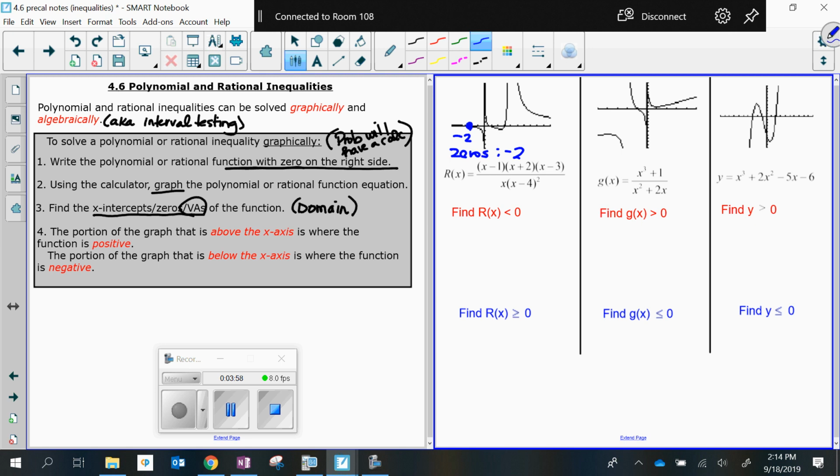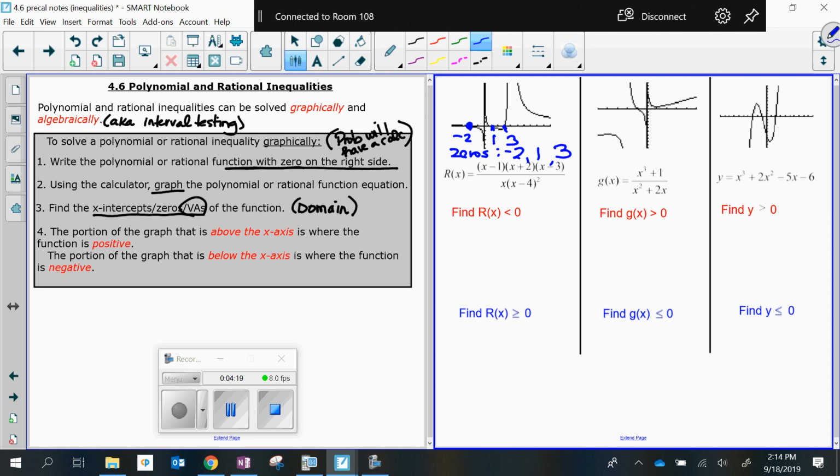What's the next one I get to? 1. That's right here. I'm identifying those because I'm getting a graph going here for my interval testing if I want to do that. And then my last one is 3. Good job.